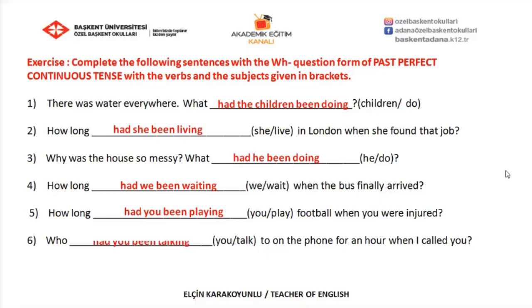And the last one, who had you been talking to on the phone for an hour when I called you? If we have a question word, first we use it, and after this question word, we use had and then the subject, and then we use been and the ing form of the verb.